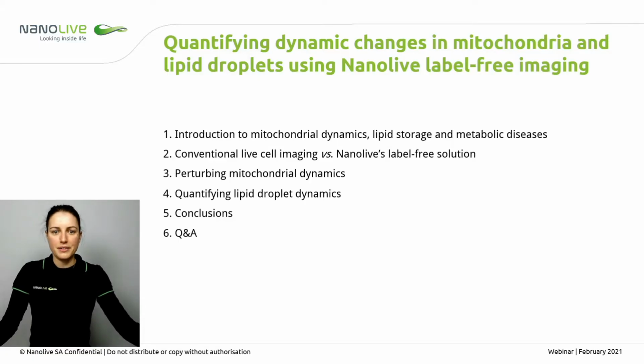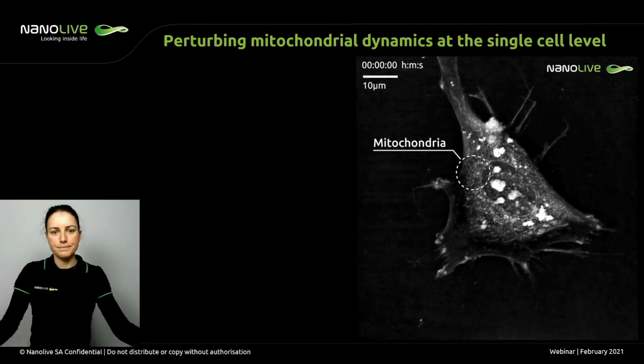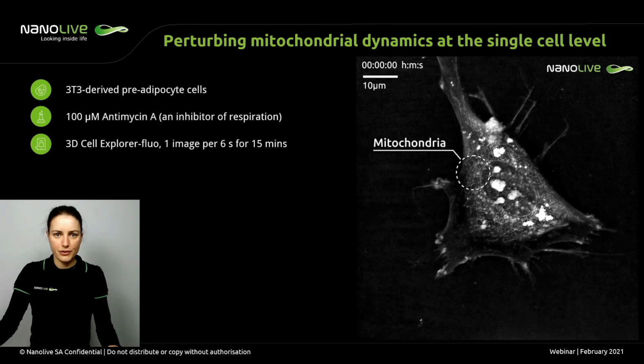So let me show you now how Nanolive cell imaging can be used to visualize changes in mitochondrial morphology following perturbation. In this example, we exposed 3T3-derived preadipocyte cells to 100 micromolar of antimycin A, which is an inhibitor of cellular respiration. Images were taken once every 6 seconds for 15 minutes using our 3D Cell Explorer fluo microscope. And when I start the video here, the thing that you need to watch out for is a change in mitochondrial shape.